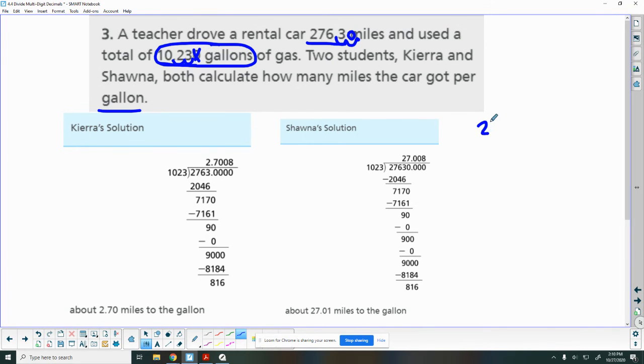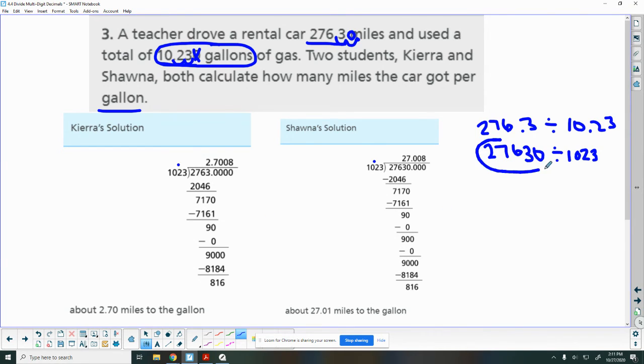So we went from doing 276.3 divided by 10.23 to our new problem, 27630 divided by 1023. We got rid of that decimal. So we want to see who did their math correctly. So first we need to check that they even set it up correctly. So we're dividing by 1023. So 1023, 1023. So both of their divisors look good.